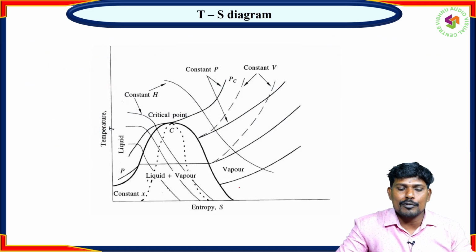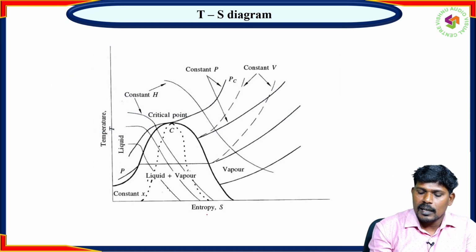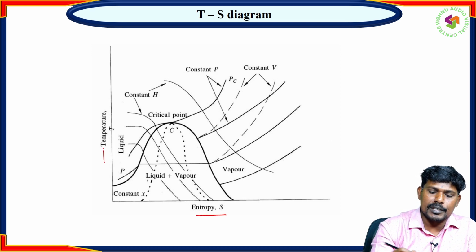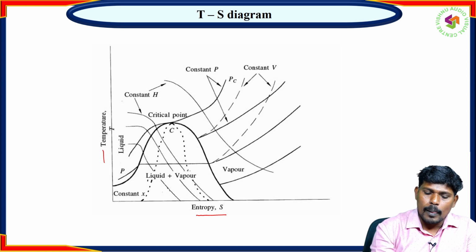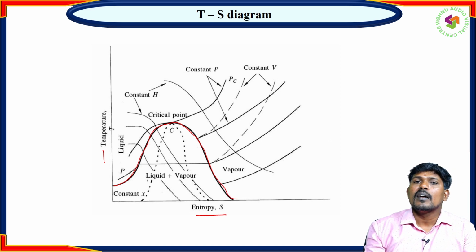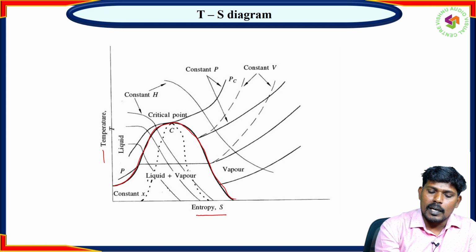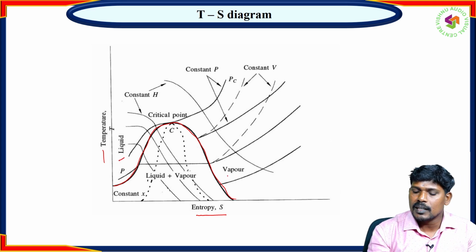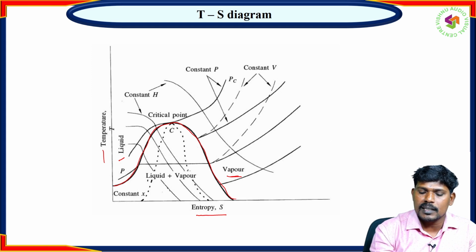So this is what the TS diagram looks like. The x-axis is denoted by entropy, the y-axis by temperature. In this TS diagram, this curve represents the partition of the phases. The left hand side of this curve is the liquid state. The right hand side of this curve represents the vapor state. Under this curve it is a saturated state, that is a liquid plus vapor state.